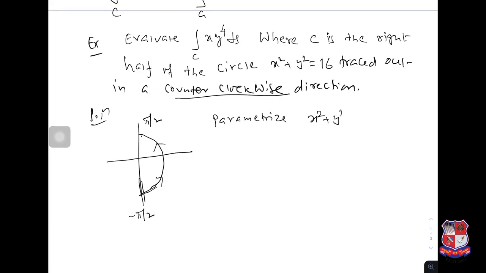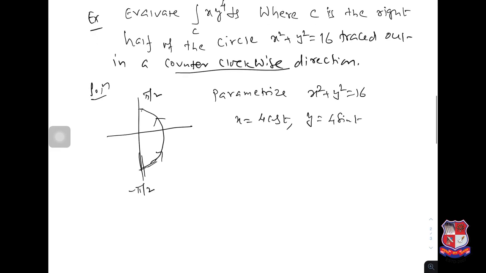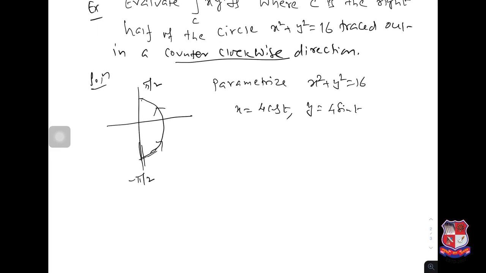x² + y² = 16, and it is easy. x = 4 cos t, y = 4 sin t, and it's a right half circle, traced anti-clockwise. So t lies between -π/2 ≤ t ≤ π/2.